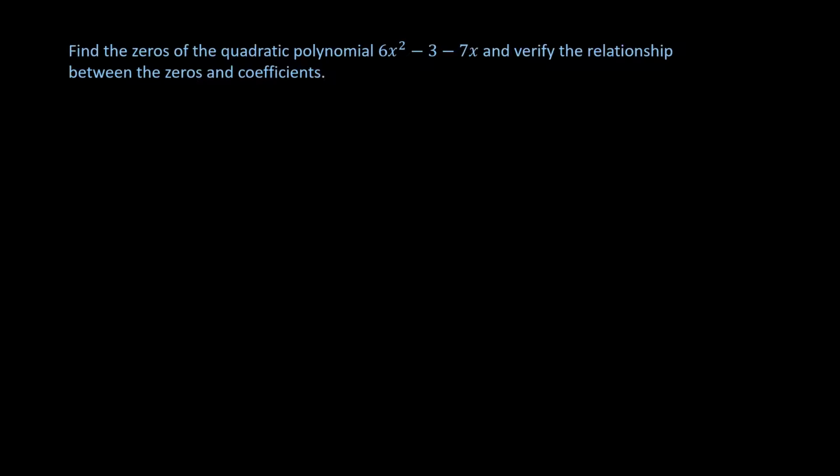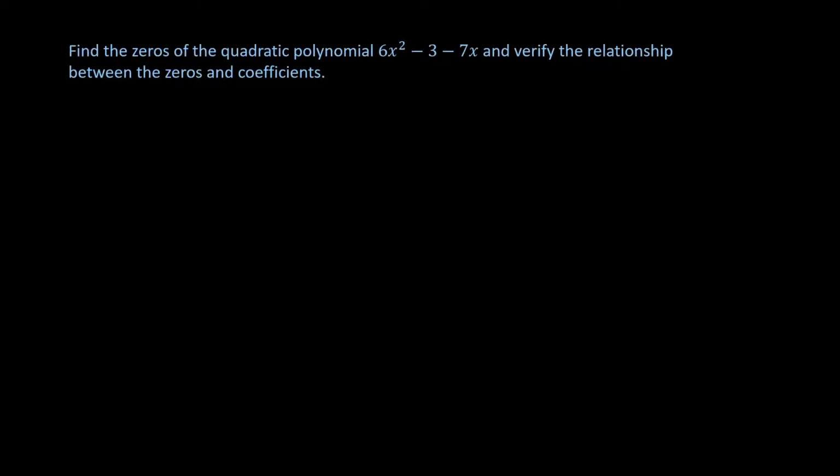Find the zeros of the quadratic polynomial 6x squared minus 3 minus 7x and verify the relationship between its zeros and coefficients. So now to start off, let me just say that this question is taken from the NCERT, exercise 2.2, first question, third part.